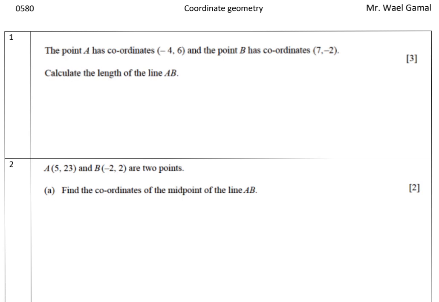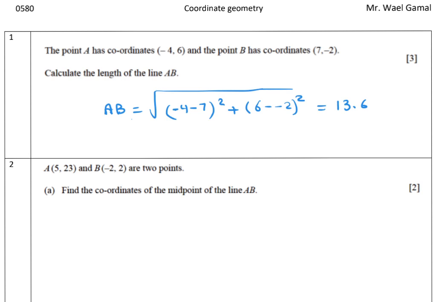Number 1, the point A has coordinates negative 4 and 6, and the point B has coordinates 7 and negative 2. Calculate the length of the line AB. I need the distance of AB. We have a formula for the distance. AB equals the square root of negative 4 minus 7 all squared, plus 6 minus negative 2 all squared, that is, x2 minus x1 squared plus y2 minus y1 squared. So it is approximately 13.6.